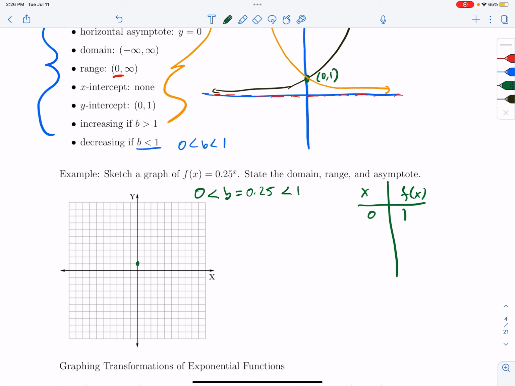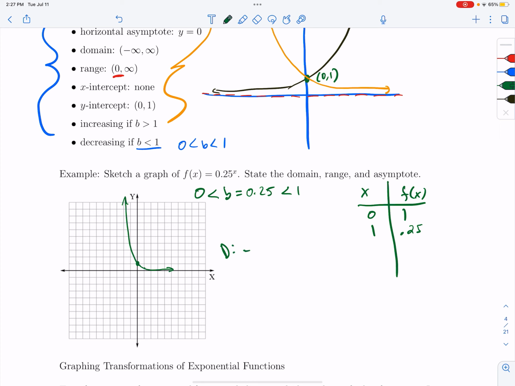If I wanted to find a second point, probably the easiest thing would just be an x value of 1. 0.25 to the first power is 0.25. Okay, so maybe somewhere down here. And then we know that this is a decreasing function, and it has a horizontal asymptote of y equals 0. Okay, so that's what our graph is going to look like.